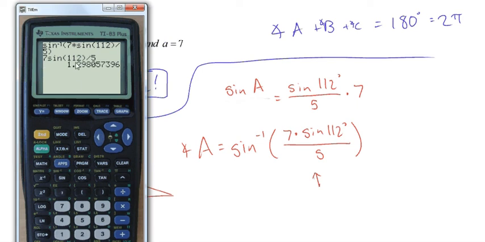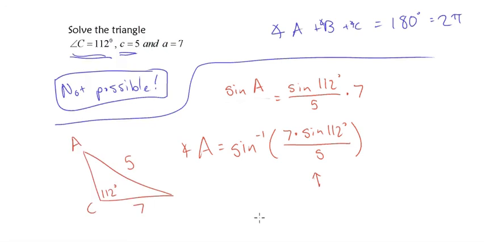We can't have a sine value that is greater than 1, or specifically the input to the inverse sine can't be greater than 1. We keep on getting 1.29. So it's trying to say that the sine of angle A is 1.29, but our sine wave can't get up to that point. That is not a possibility. So not possible. All right, hope that helps.